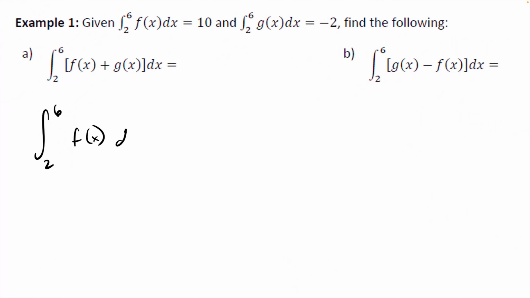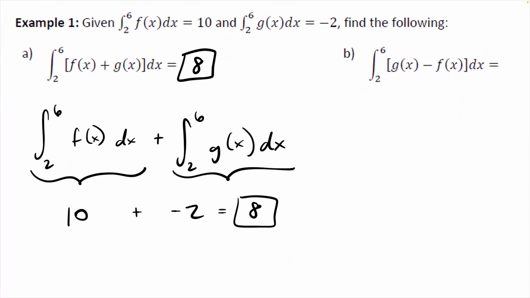Well, the area from 2 to 6 for f of x, it says is 10. The area from 2 to 6 for g of x, it says is -2. So we would add those together, and you would get 8. The area for both of them added together is 8. Okay?